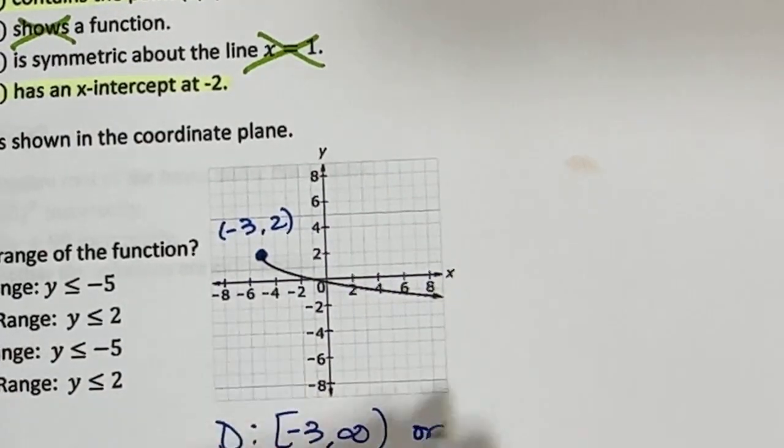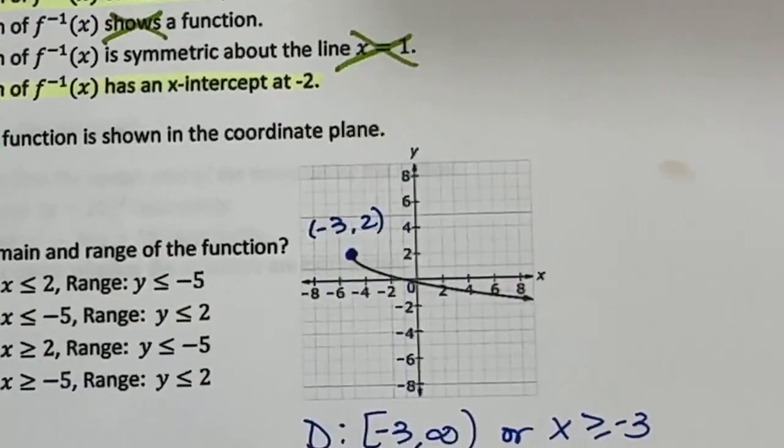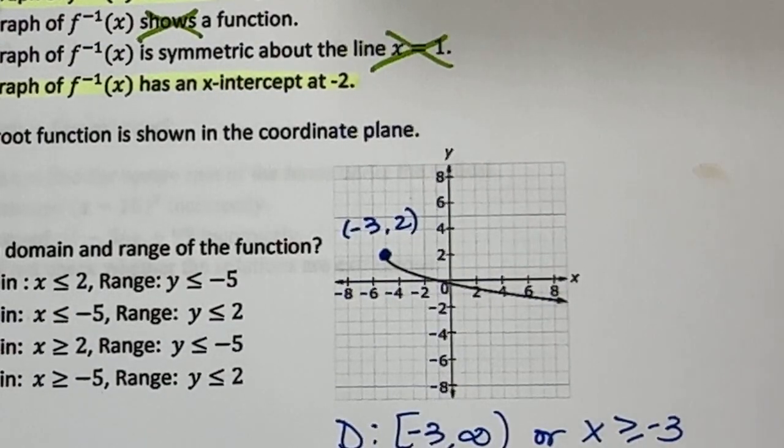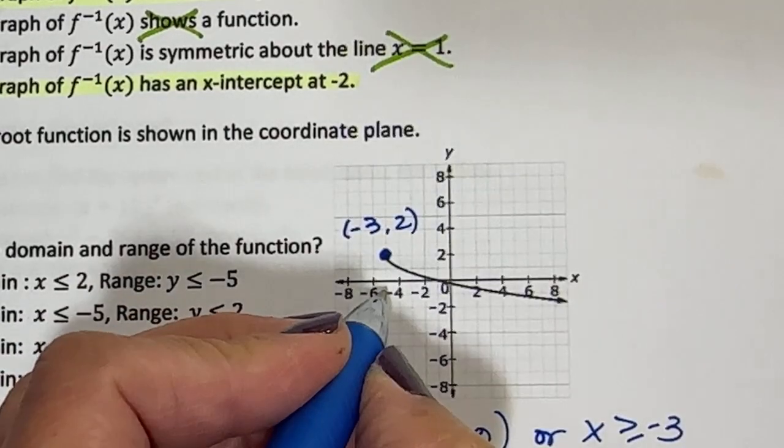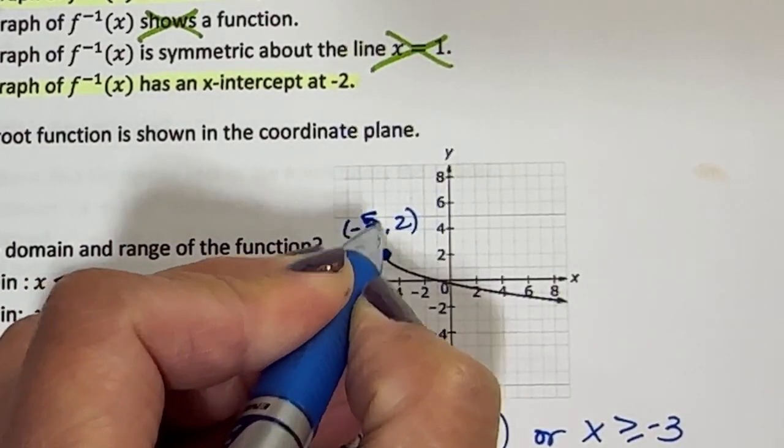Or you could say x is greater than or equal to -3. Okay. So, oh, that's not a -3, that's a -5. My bad, -5. Oh my gosh, Mrs. Garcia.